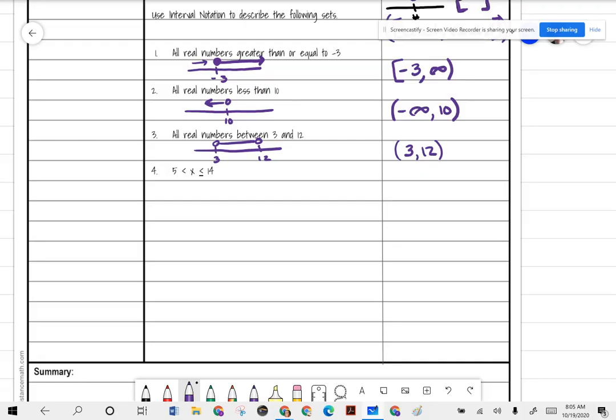Now let's take a look at this example on number 4. We've got 5 and we've got 14. We've got an open circle saying x is bigger than 5, but less than or equal to 14. So that means x is in between these numbers. Again, in interval notation, we put our numbers least to greatest. 5 is an open circle and 14 is a closed circle, so we're going to use the brackets accordingly.